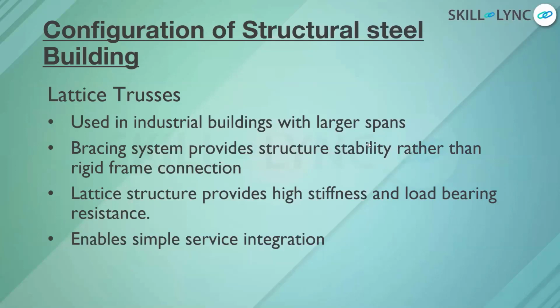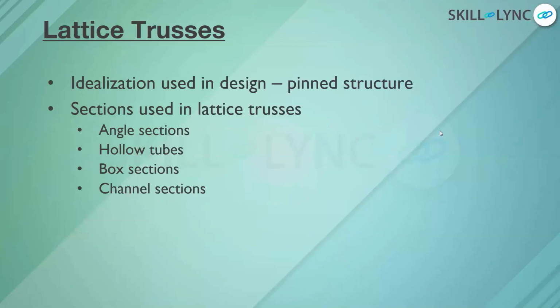If you take lattice trusses, these are normally used in industrial buildings with large spans. The bracing system provides structure stability, so it provides more stability to the structure. The bracings that we provide in a lattice structure help to create a rigid frame connection. A lattice structure provides high stiffness and load bearing resistance and enables simple service integration. Normally this is designed as a pinned structure only.